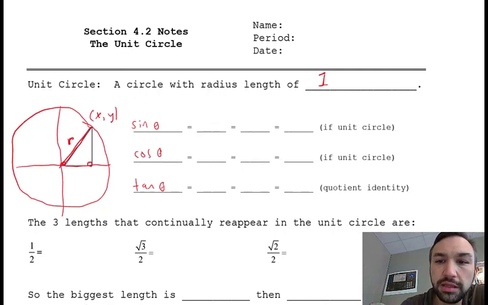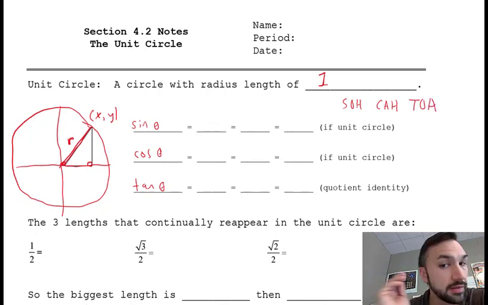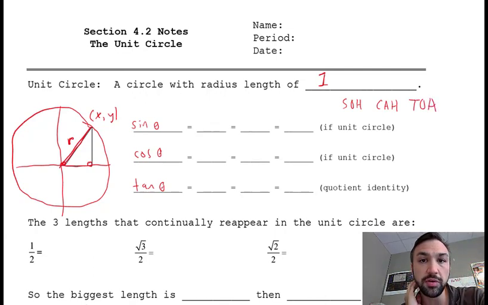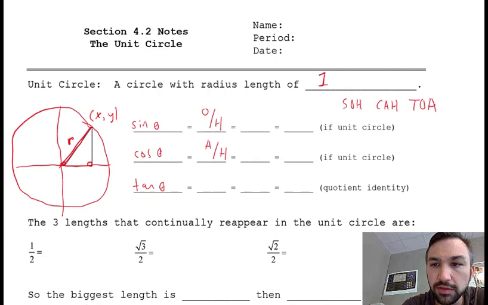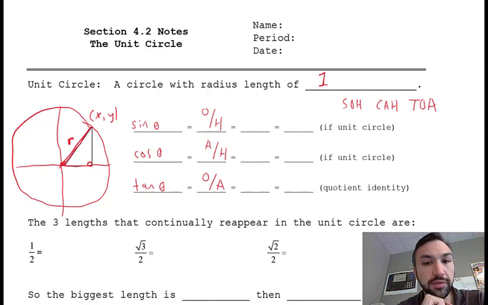Back in your geometry days, you learned a helpful acronym that's still going to be very useful to us. If you want to know sine, you compare the opposite length over the hypotenuse. If you want to know the cosine of an angle, you can do adjacent over hypotenuse. And tangent, you compare the opposite length over the adjacent length. As long as you have a right triangle, SOHCAHTOA works out fine for you.